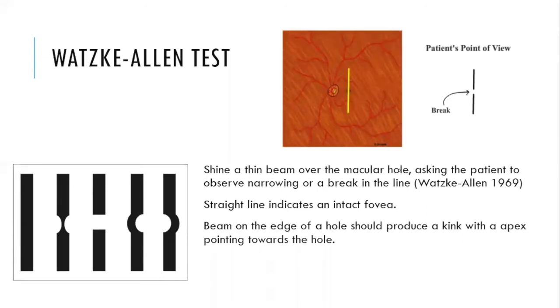You will be aware of the Watzke-Allen test, shining a thin beam over the macula, originally described in 1969. It's really about asking the patient to look for any break in that line, so it's helpful in distinguishing between pseudo macular holes and macular holes. Another little trick is if you shine the beam on the edge of the hole, you should produce a kink with the apex of that kink pointing towards the hole, towards the center.